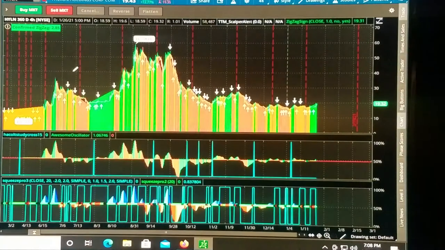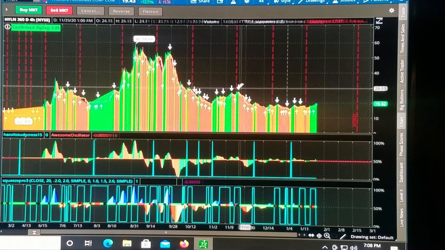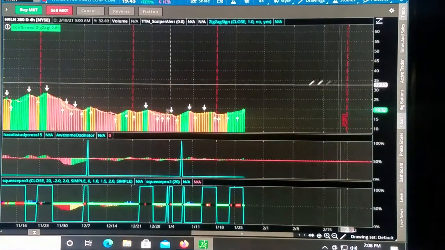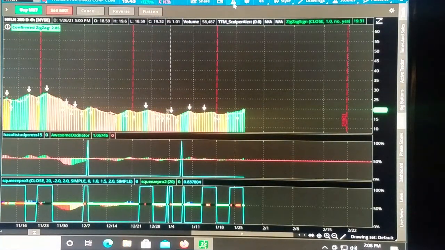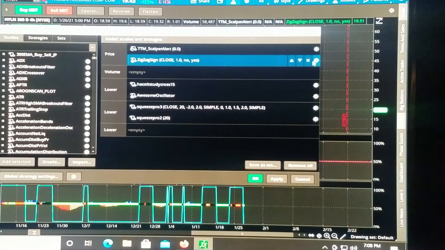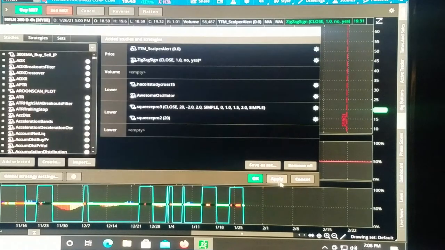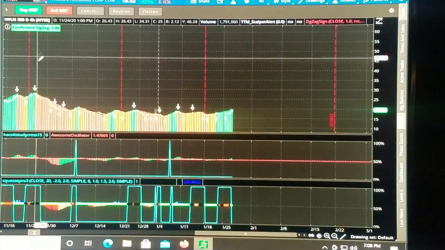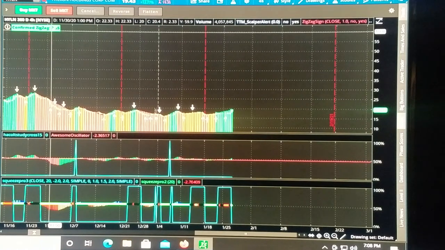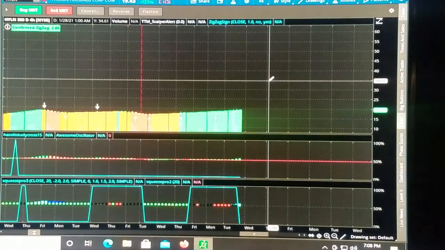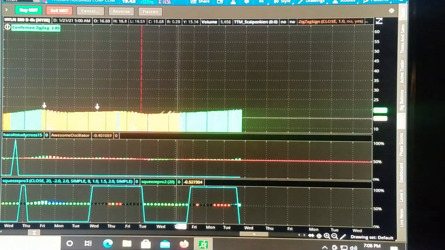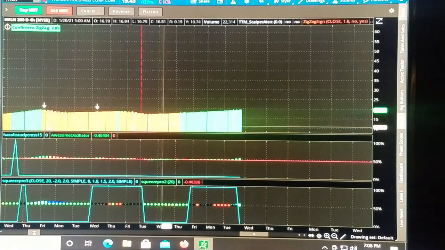Hylion is also on this list. KNDI, MVIS, NBEV, Ride is also on the list. Blink is on the list for the Squeeze Pro Daily. And we're using a zigzag sign, and we have it as show label. So we're showing our label up here, confirming our trend. So we have confirmed uptrend, confirmed downtrend, and unconfirmed trend.